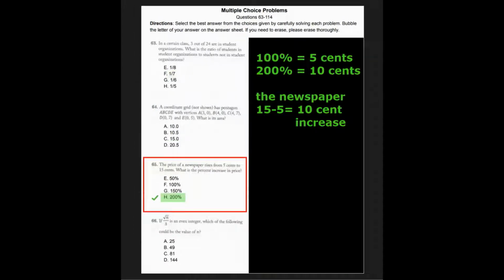Question number 65. The price of a newspaper rises from 5 cents to 15 cents. What's the percent increase in price? Well, think of it this way. 100% of the newspaper cost is 5 cents. That means that 200% would be 10 cents if we double it. The newspaper rose from 5 cents to 15 cents, and the difference is 15 minus 5, which is 10 cents. Go back to our percentage chart, and a 10 cent difference would be a 200% increase. The correct answer was H.